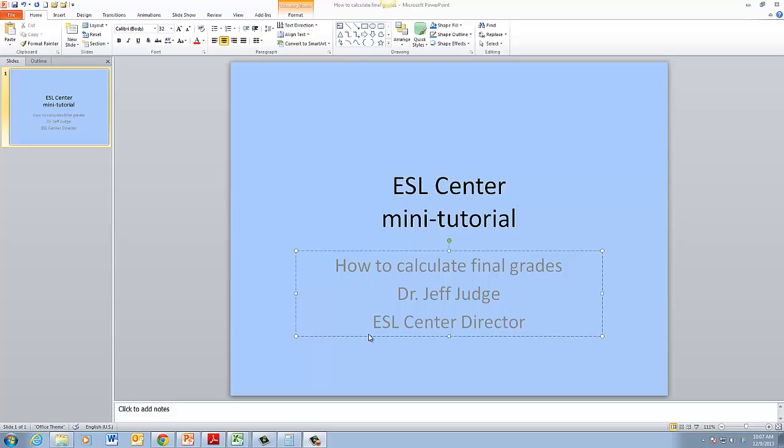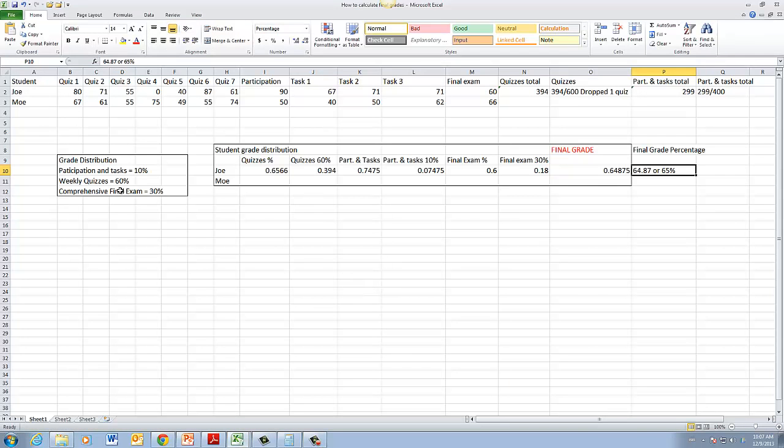I want to give you a mini tutorial about how to calculate final grades. So what I've done here is I've created a small chart of a sample class with two different students, and I want to go through this so you can see how to calculate your final grades.